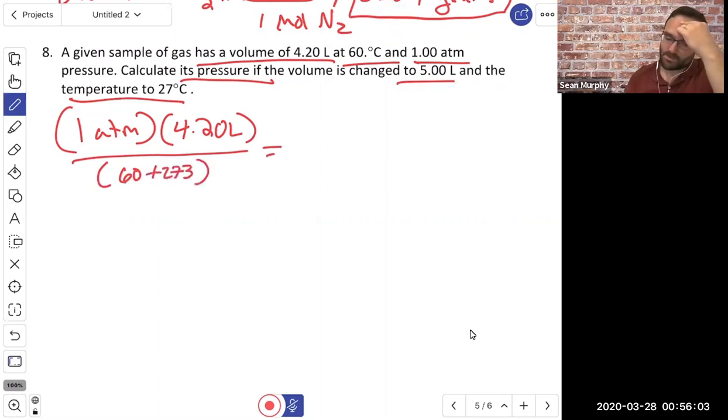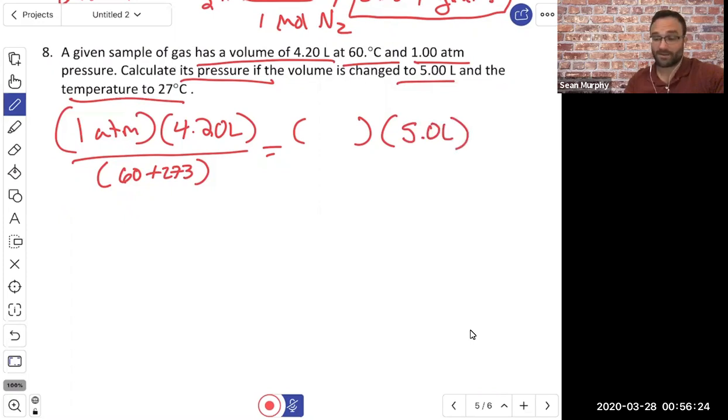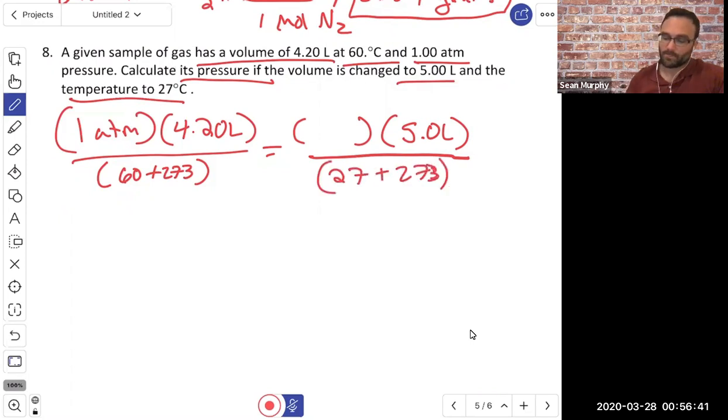Okay. And then calculate the pressure. So we're looking for pressure. If it's changed, it got bigger. The playground got bigger. We went to 5 liters, so it went from 4.2 to 5. The perimeter got a little bit bigger. And the temperature went way down. 27, we got to add 273 to that. Okay. And then let me use a different color.